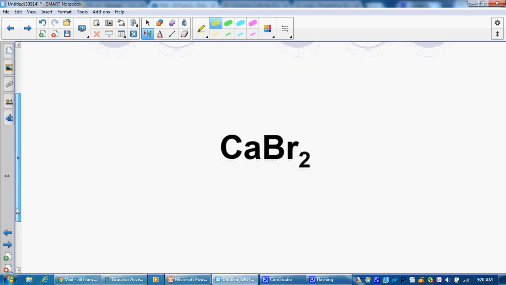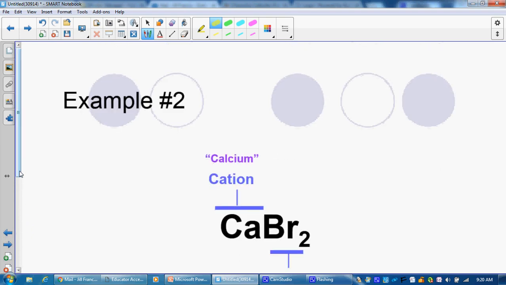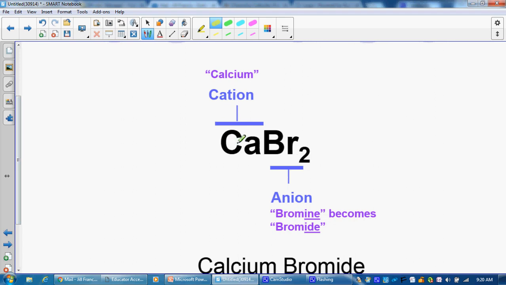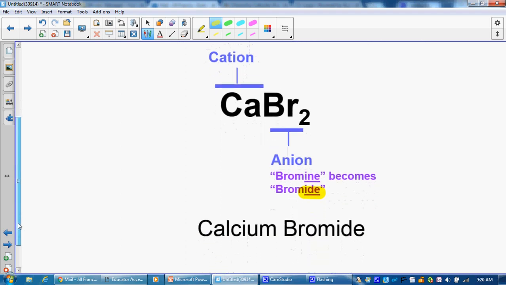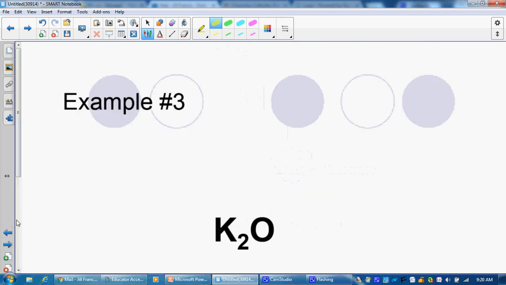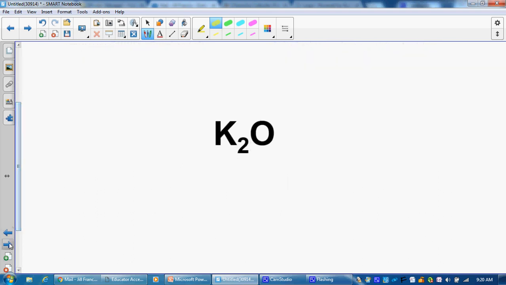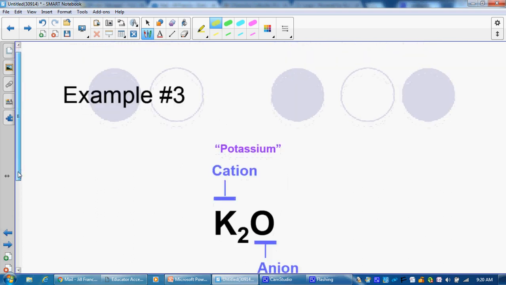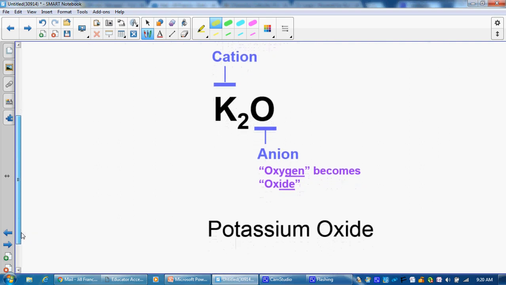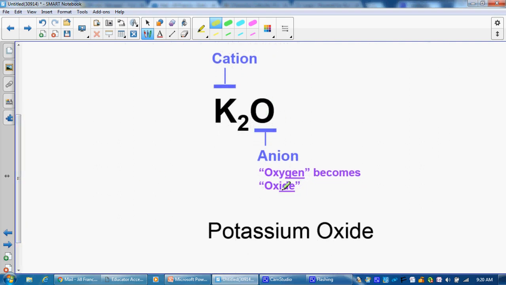Now you try this one. Pause the video for a second, write the name of this down, and then continue on. So we have calcium, which is the name of our cation or our metal. Bromine is the name of our nonmetal. We end with IDE, so we get calcium bromide. Here's another one. Pause and write down the answer of this one. This one again, potassium. And this is oxygen, so we have to make it oxide. So potassium oxide.